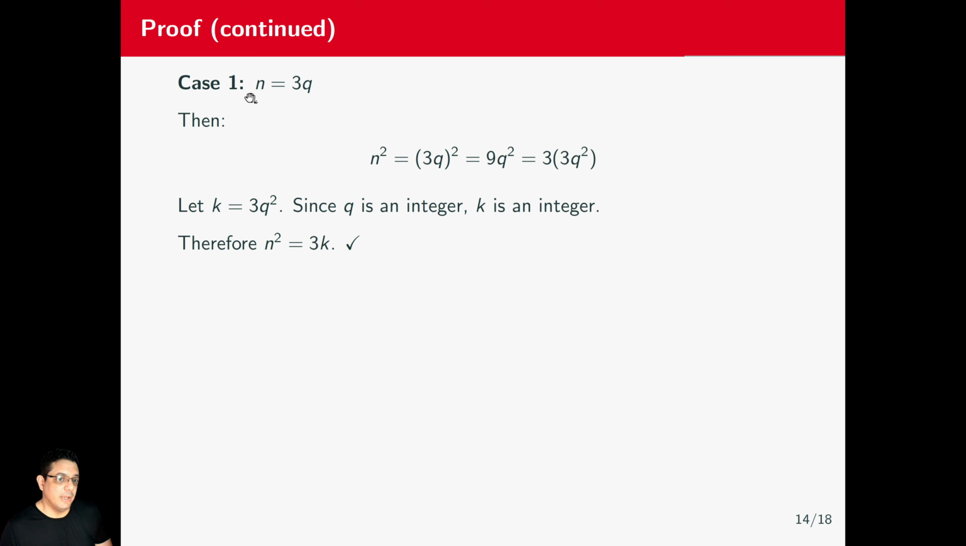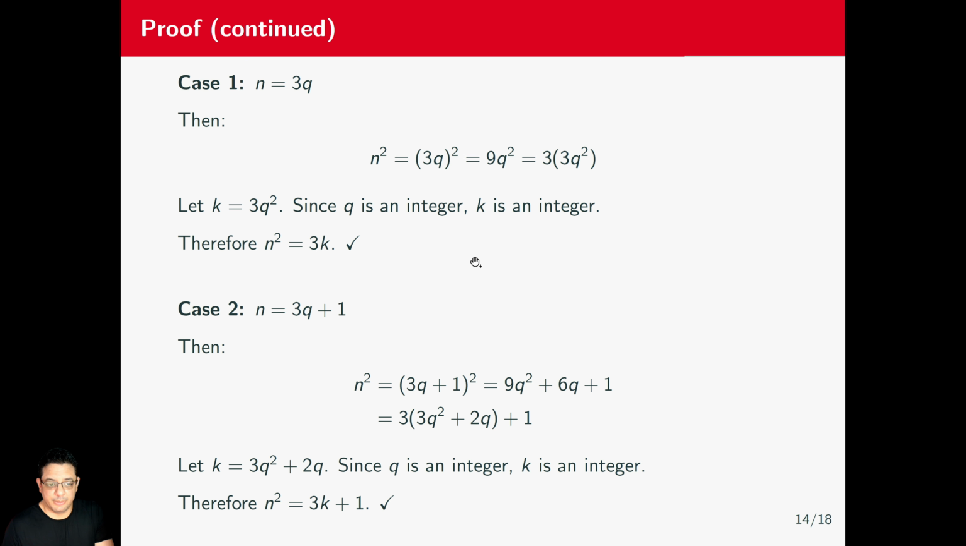So first, we start with case number 1. n is 3q. We square that, and so we're going to have 9q squared. But 9q squared can be seen as 3 times 3q squared. Or if I call 3q squared some number k, I can see n squared as 3k. So far so good. We're proving what we wanted.